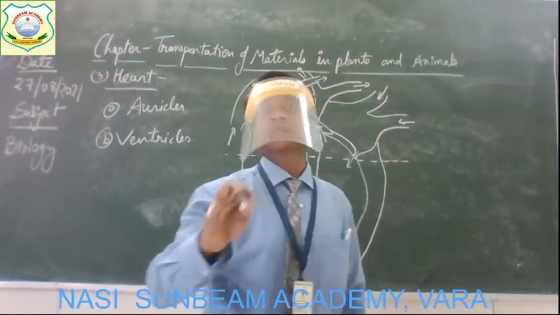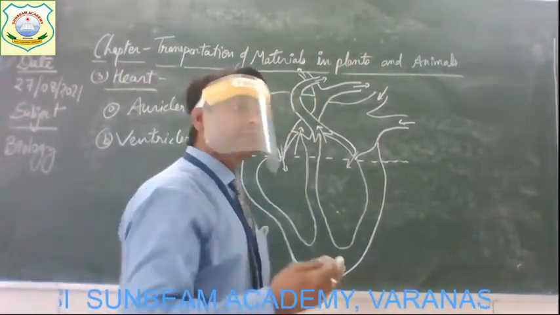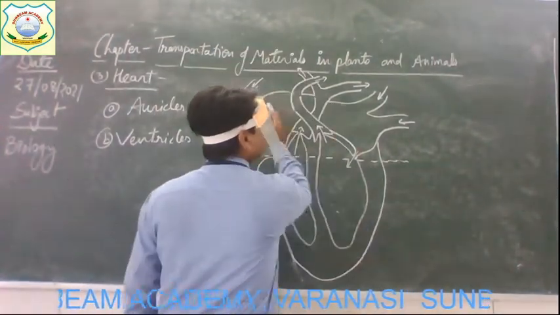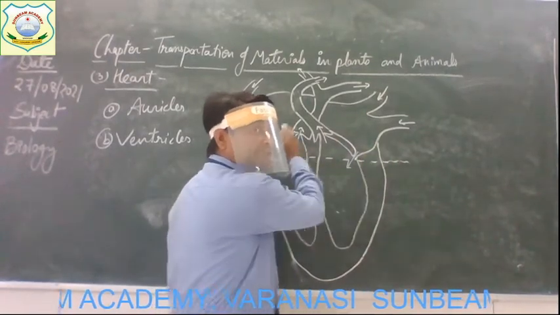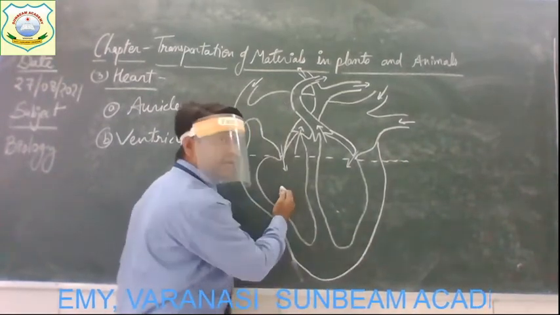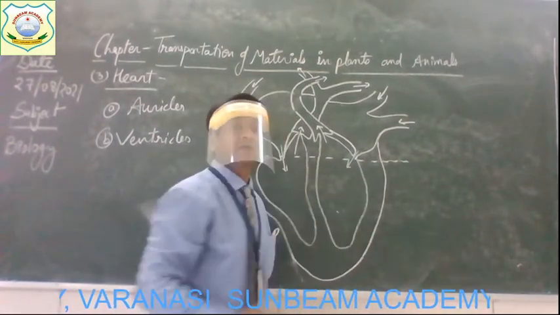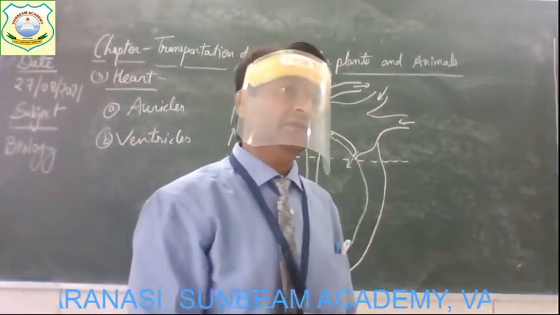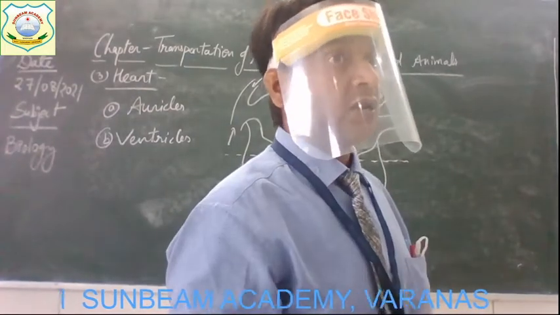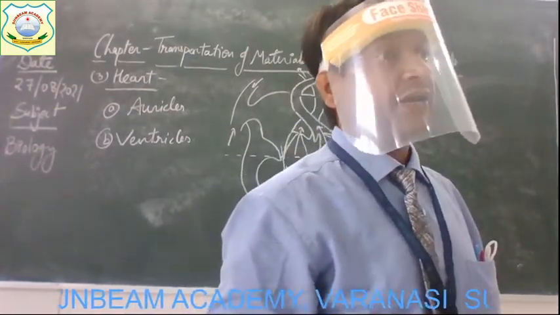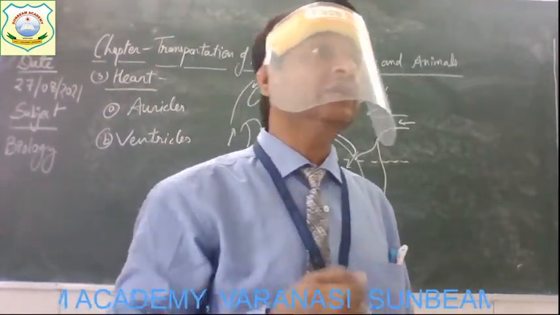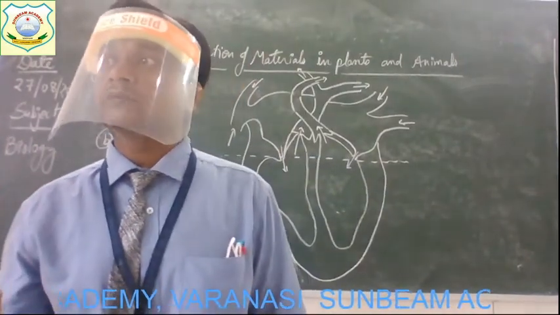Get it? So we can name these 2 auricles and 2 ventricles on the basis of position, the direction. Left side auricle, left auricle. Right side auricle, right auricle. Left side ventricle, left ventricle, and right side ventricle is known as right ventricle. Get it? So total how many chambers? 4. Left auricle, right auricle, left ventricle, right ventricle. Clear? How many chambers are present in the human heart? Your answer will be 4 chambers.